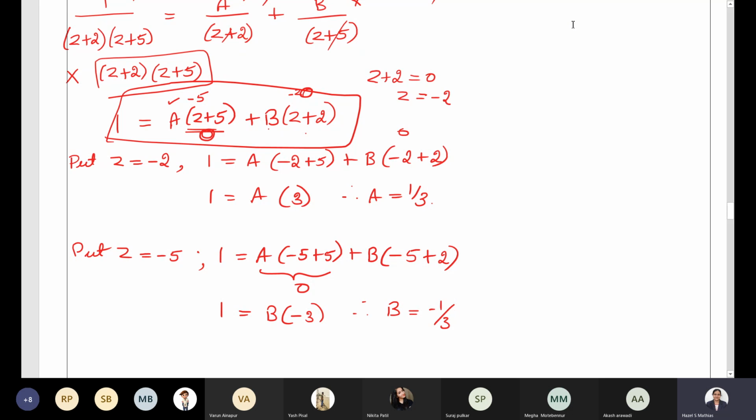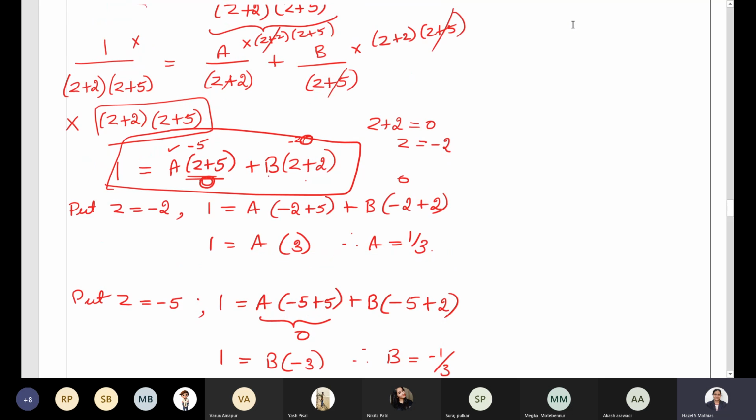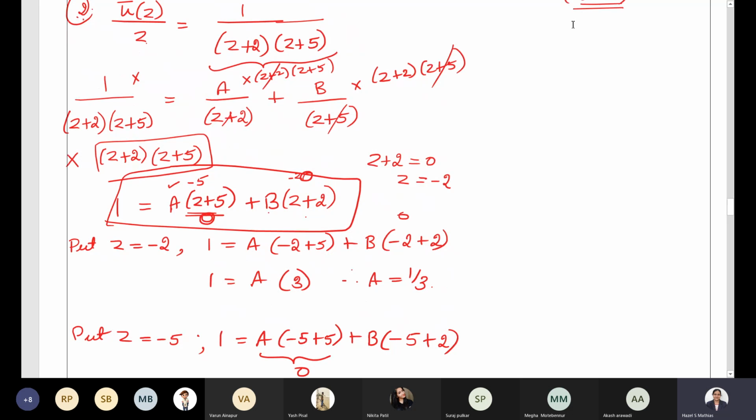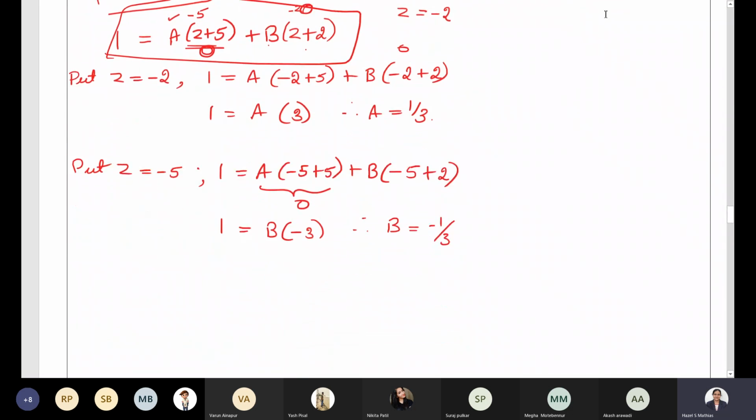So let's continue this question. We have found the value of A and B over here. So here is our equation, and we need to substitute the values of A and B in that. What do we get when we substitute the values of A and B? We get 1 divided by z plus 2 into z plus 5 is equal to A divided by z plus 2.